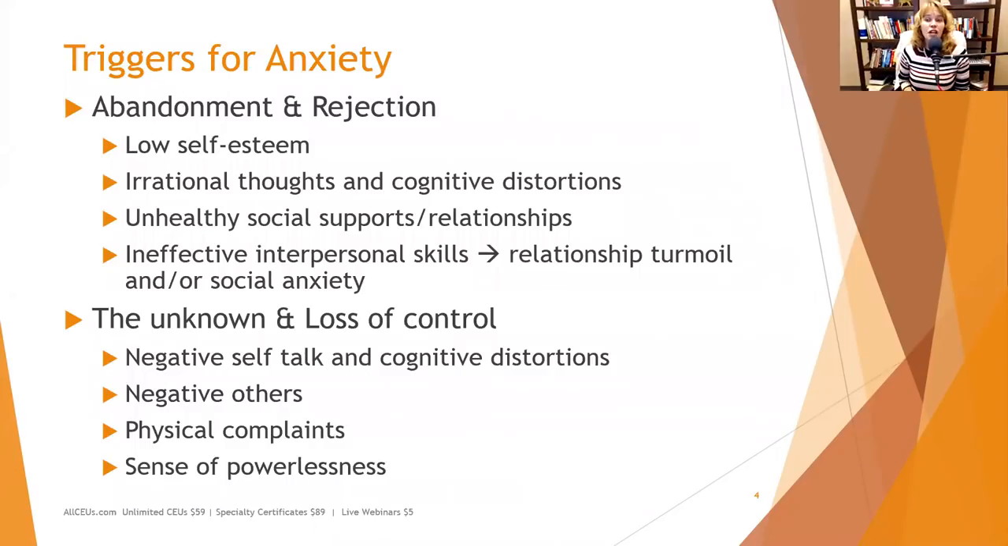Another issue is the unknown and loss of control. A lot of times negative self-talk and cognitive distortions can contribute to that. If I don't have control of everything, then it's all going to be a disaster. Negative others. When clients hang out, or when people hang out with negative people, it kind of wears on you after a while. You notice that people who tend to be more negative, pessimistic, conspiracy-minded, tend to hang out with people who are also negative, pessimistic, and conspiracy-minded. So if you're hanging out with somebody who tends to be anxious, then the anxiety can be palpable and it can kind of permeate.